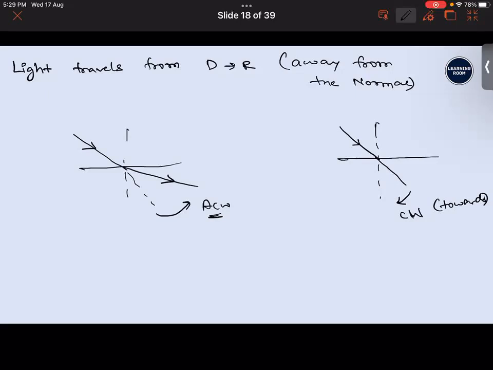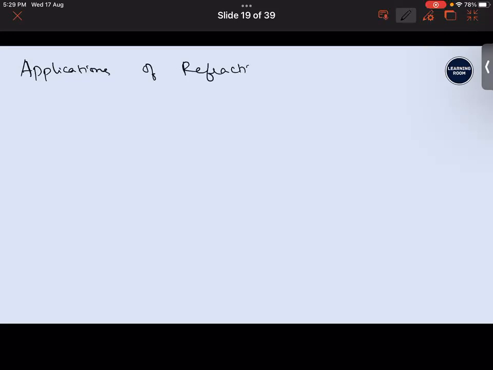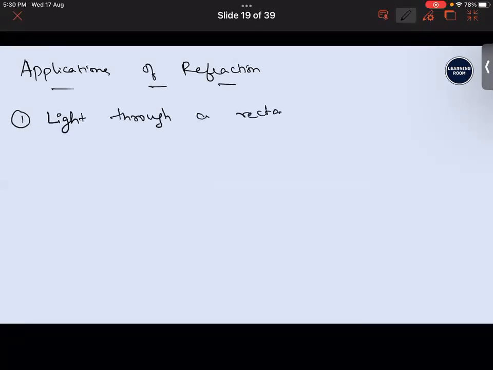Okay. Now, having these points in mind, let's see the applications of refraction. So, the next heading we are going to discuss is applications of refraction, in which the first application we are going to see is light through a rectangular glass slab. Okay.